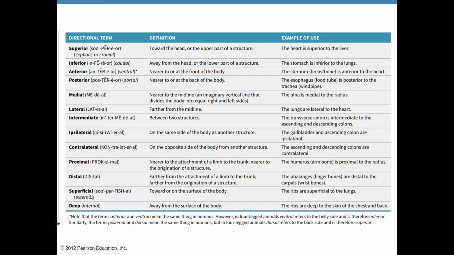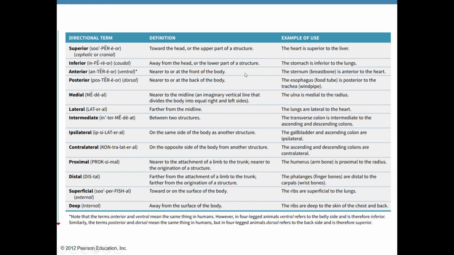Next, we have the superficial. We say superficial, toward the surface of the body. So the ribs are superficial to the lungs. So the ribs are nearer to the surface of the body than the lungs. Deep, so internal, away from the surface of the body. But the ribs are deep to the skin of the chest and back. So we say superficial, external. We say deep, internal. So we really have to understand all these terms.